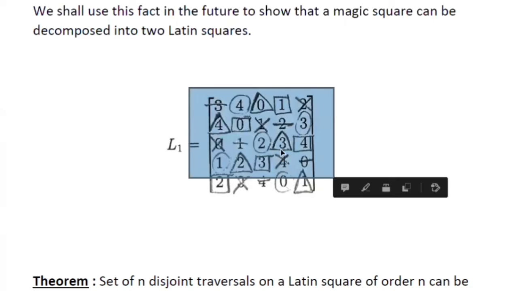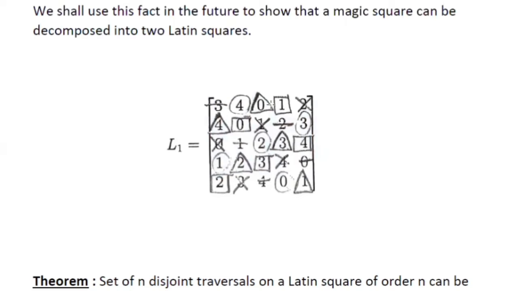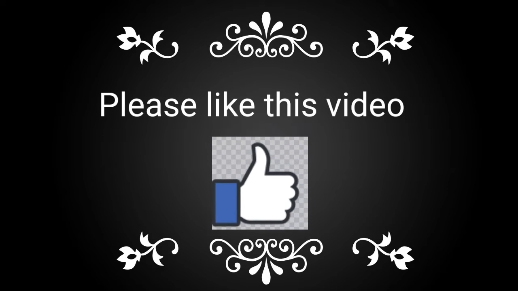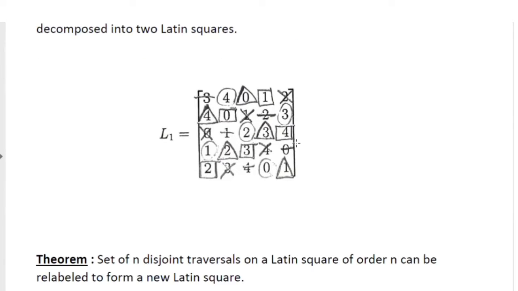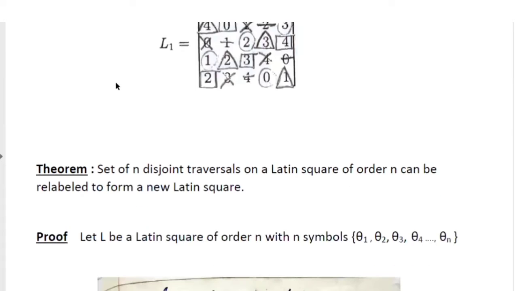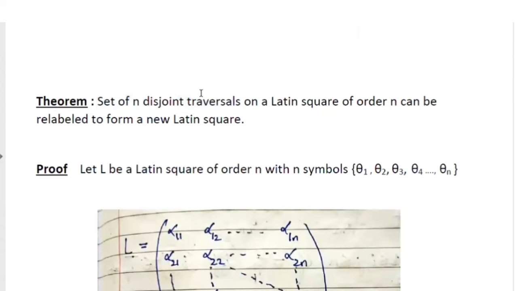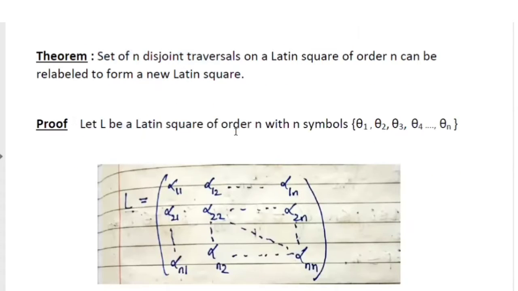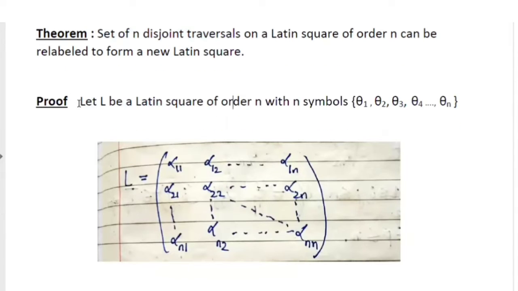And you can easily see that these symbols indeed form a Latin square. This dash, circle, triangle, square, and this cross, they form a Latin square. So is this a coincidence? In this theorem, we shall see that the answer is no. So this is the theorem and proof. The proof starts like this.